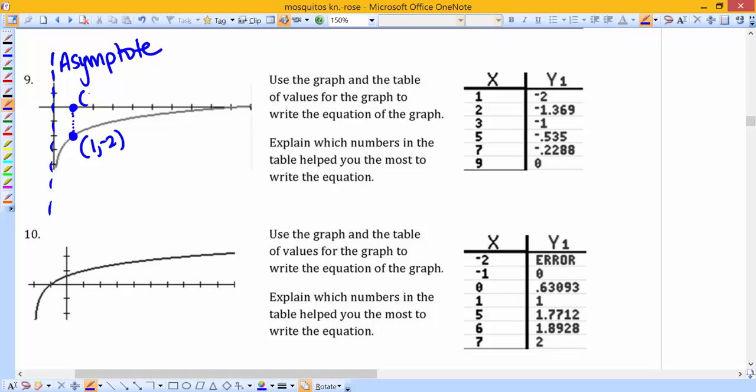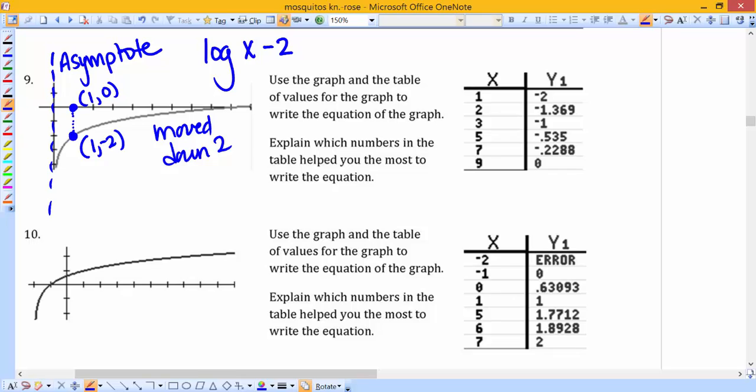It should have been (1, 0), which means my graph has now moved down 2. So I would have a log base something. I don't know what that base is going to be yet. A log base something of x minus 2. The reason I have the minus 2 is because my graph is moving down.